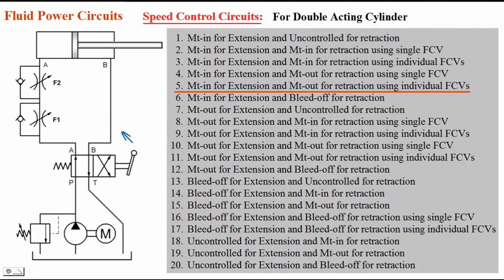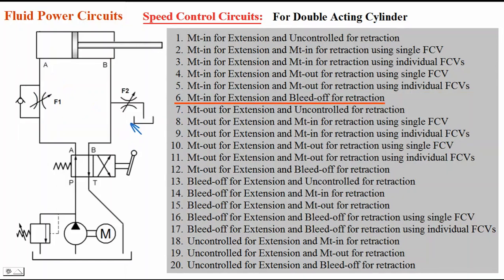Now we shall take this sixth circuit, meter in for extension and bleed off for retraction. See, oil flows through P to A and it flows through this flow control valve to the cylinder. So that's why it is meter in, and due to this flow the piston will extend. So that's why it is meter in for extension.